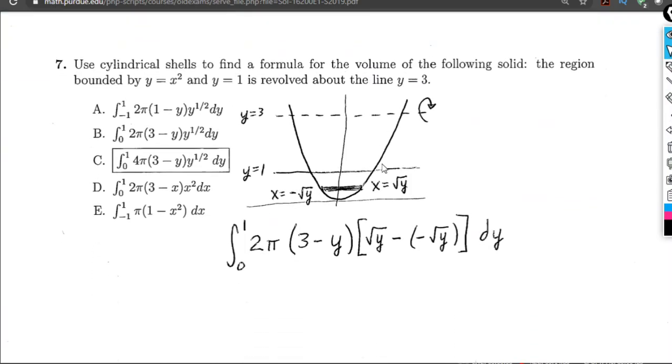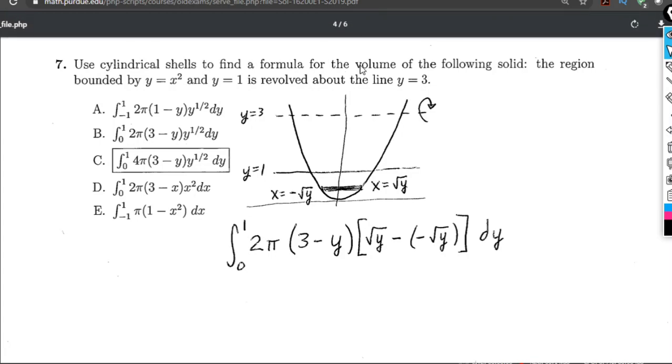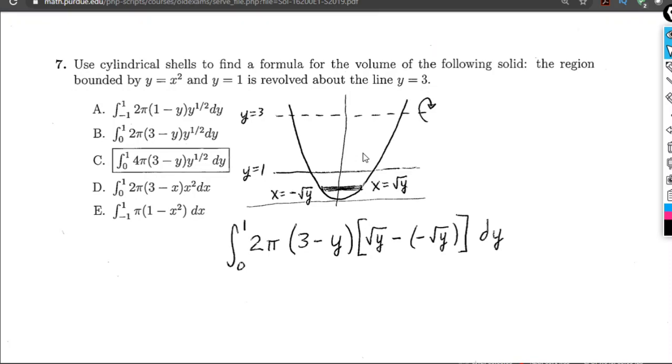For number 7, we are told to use cylindrical shells to find a formula for the volume. So if it says find a formula, don't go and solve it. I did it once, and it wasted me more than 2 minutes.